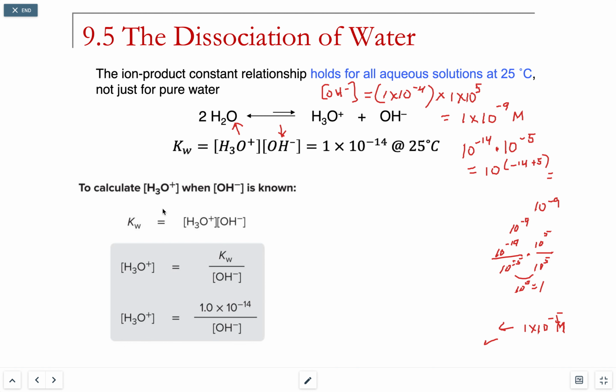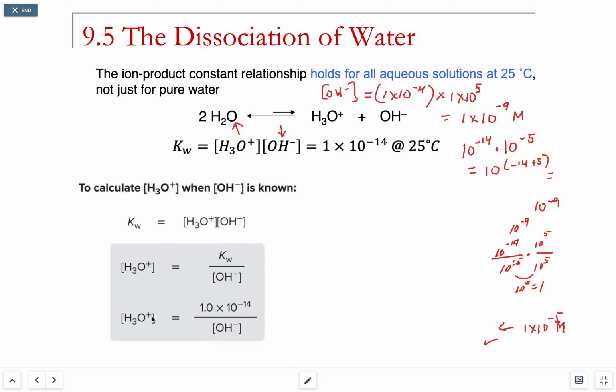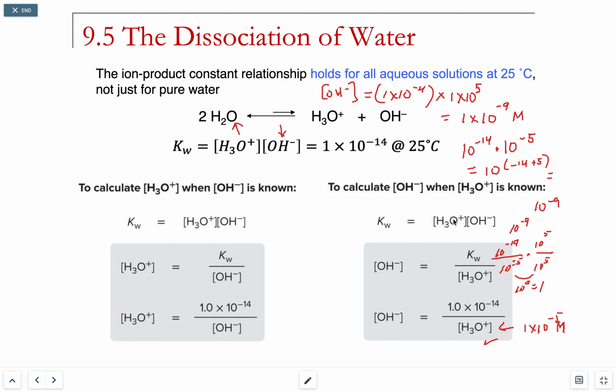To calculate the hydronium ion concentration when hydroxide is known, you divide both sides by the hydroxide ion concentration. You get this equation. You plug in 10 to the minus 14th here. You plug in the hydroxide concentration here. And enter these values into your calculator. You'll get that answer. To get the hydroxide ion concentration, you do the same thing, except now you divide by the hydronium ion concentration. So this is how you set this up.